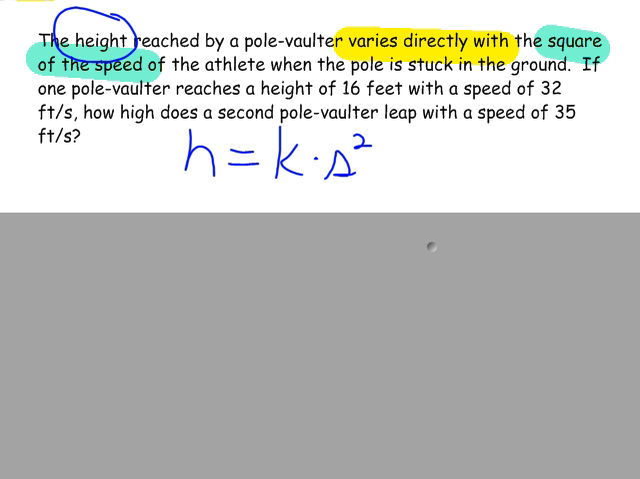So we're going to start out with that equation. And then it tells us if one pole vaulter reaches a height of 16 feet, okay, that's the height, with a speed of 32 feet per second. So they're giving us height and they're giving us speed. If we have those two variables, we can find k. Then it says how high does the second pole vaulter leap with a speed of 35 feet per second. So for the second pole vaulter, it only gives us s and asks for the height. We can only find this if we know what k, our constant, is. So our first step is going to be to find k. And then once we do that, we can figure out how high the second pole vaulter is.